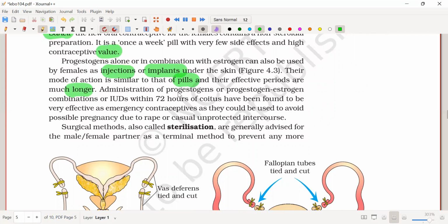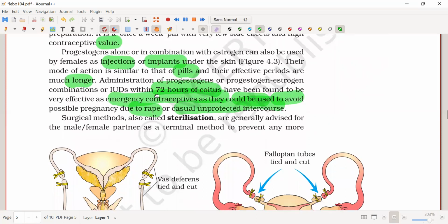Administration of progestogens or progestogen-estrogen combination or IUDs within 72 hours of coitus have been found to be very effective as emergency contraceptives, as they are used to avoid possible pregnancy due to rape or casual unprotected intercourse.